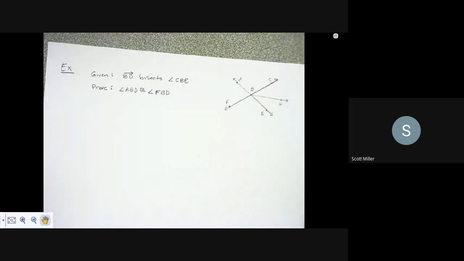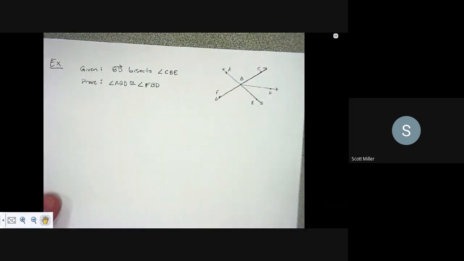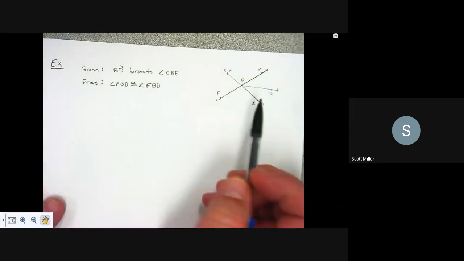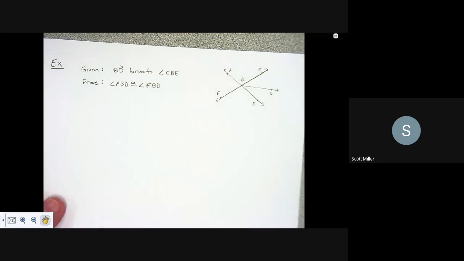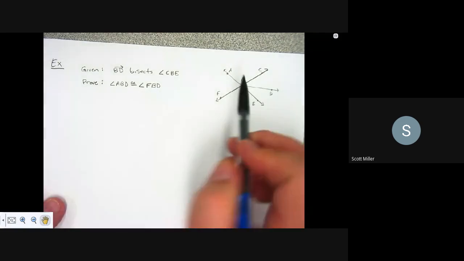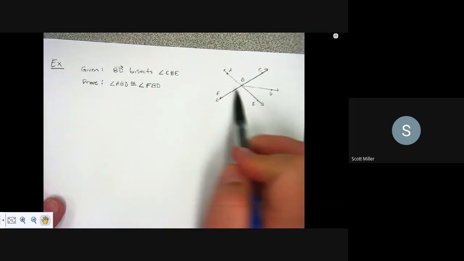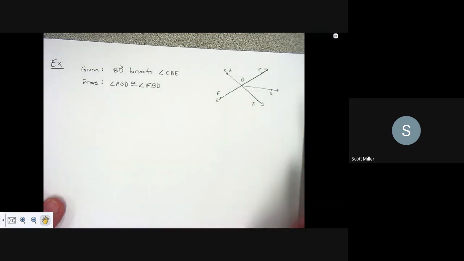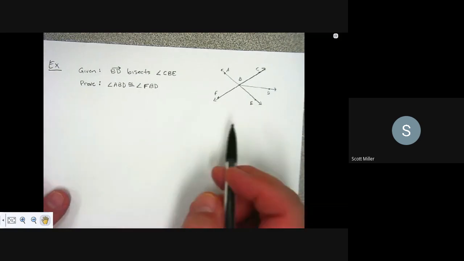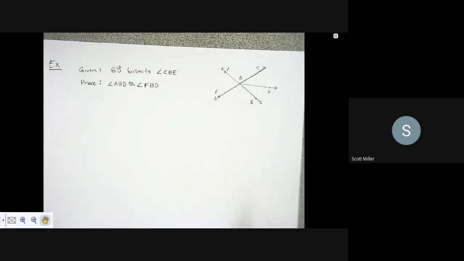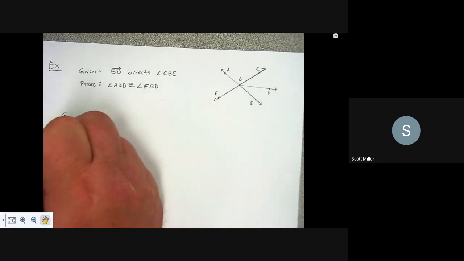I have another example we're going to do real quick. This one right here. And again, we have given information and stuff like that in this picture over here. So we want to prove that this angle, ABD, is congruent to FBD. And there are some more theorems and stuff that are out there. But how do we start? We start with the given information. You just write given.